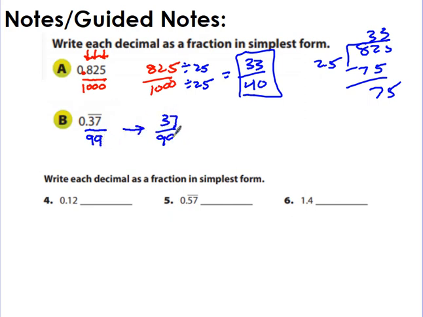37/99. And then I would look to see if I can simplify. Okay. If I have 0.6 repeating, well, there's one number after my decimal that's repeating, so it's going to be over just a 9. So that's 6/9, which is equal to 1/3. I'm sorry, 2/3.